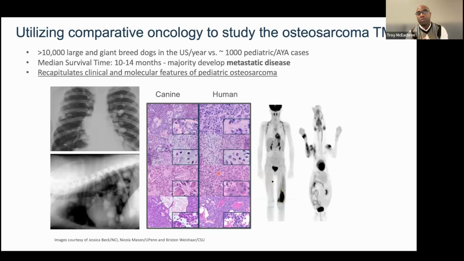So it allows us to really utilize companion animals, pet dogs that naturally develop osteosarcoma, to learn a lot more about that disease and then apply that to humans. Or on the other side of the coin, what we do in humans, we can then try to validate in a larger cohort of canine specimens to make sure that the conclusions we're drawing are statistically valid, utilizing a larger sample set.